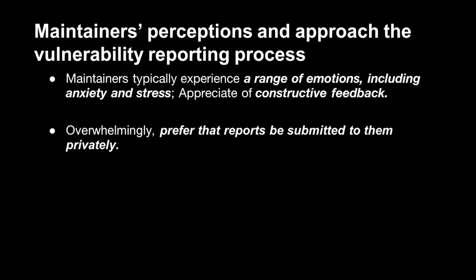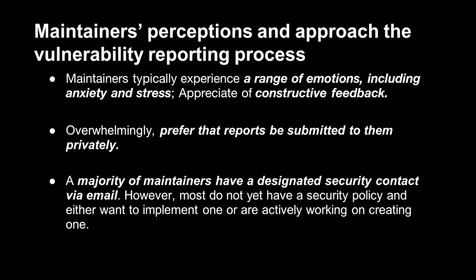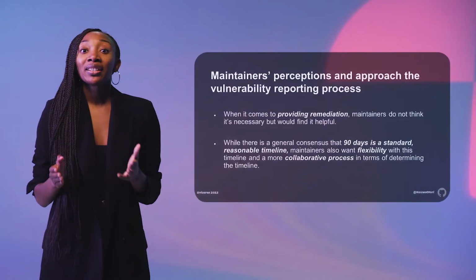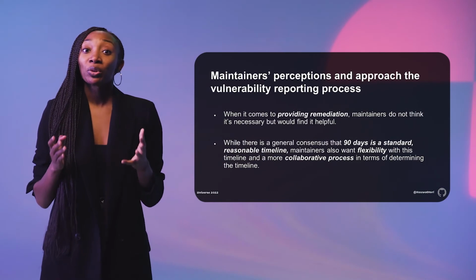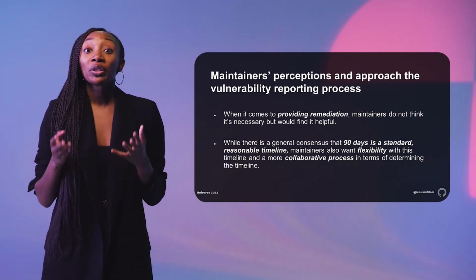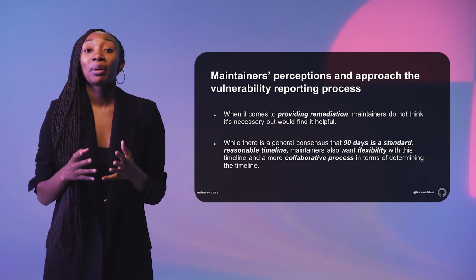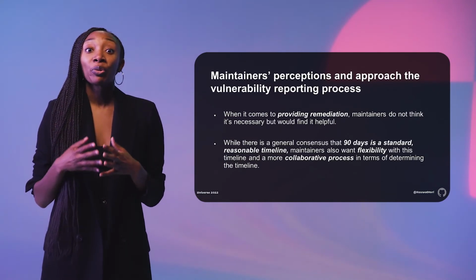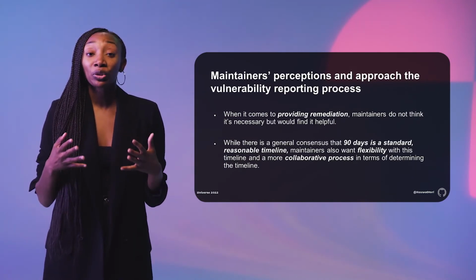In terms of contacting maintainers, a majority of maintainers said they have a designated security contact via email. However, most don't yet have a security policy. They either don't have one yet or plan to implement one moving forward. While there's a general consensus that 90 days is a standard reasonable timeline, maintainers also want to maintain the flexibility with this timeline and have a more collaborative process with researchers in the event that the potential risk could take more time to fix. In terms of best practices, we'll start with maintainers.